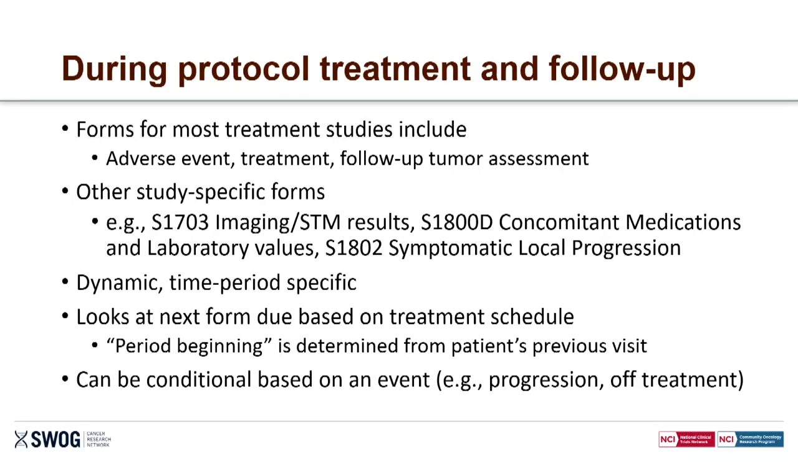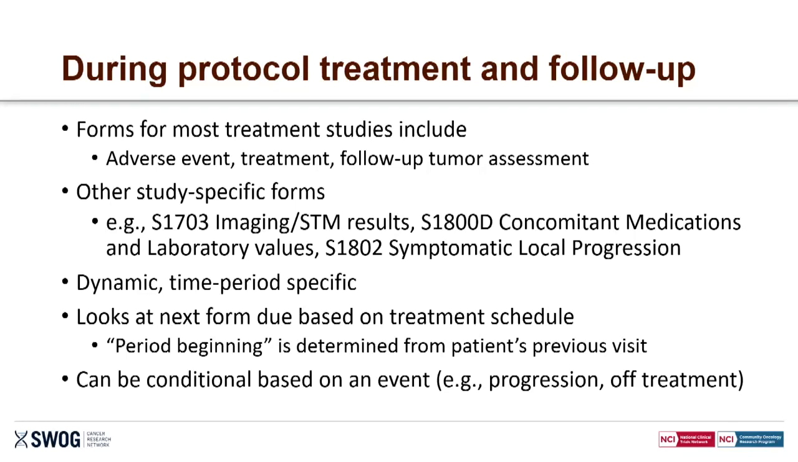These kinds of expectations are what we call dynamic expectations. And for treatment trials, typically the forms that we call dynamic are like an adverse event form, a treatment form, or a follow-up tumor assessment form. But there are other study-specific kinds of forms as well, such as a concomitant med form, some kinds of lab values, and I think on the LungMAP studies, there are other kinds of study-specific forms.